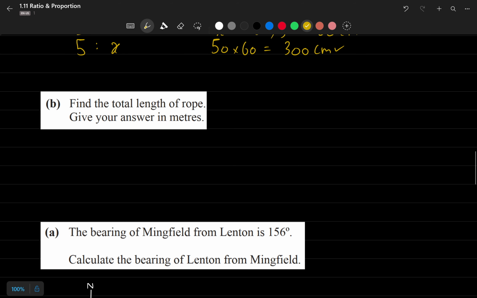Now find the total length of the rope. So the total ratio is 3 plus 5 plus 4 equals 12, and 1 ratio is 60. So 12 times 60 gives you 720 centimeters. So this is the final answer for the total length of the rope.